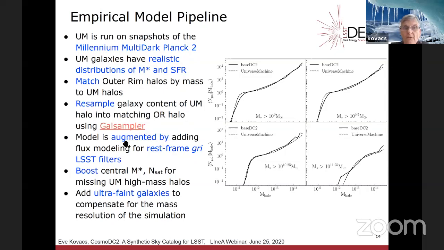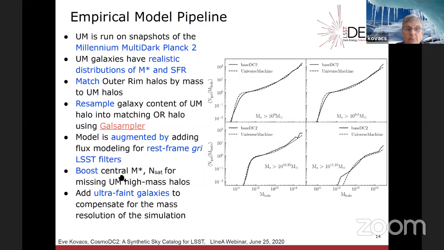Additionally, we have to augment the modeling by adding some flux modeling for selected rest frame LSST filters. And this is done so we can then do the matching to get the more complex properties. This model augmentation is now based on the stellar mass and star formation rates that we have already obtained from the Universe Machine. So we've resampled Universe Machine, got these galaxies with the very limited properties. We're adding some rest frame colors and magnitudes.